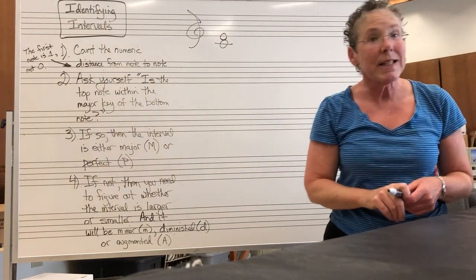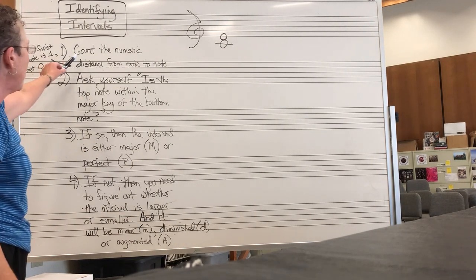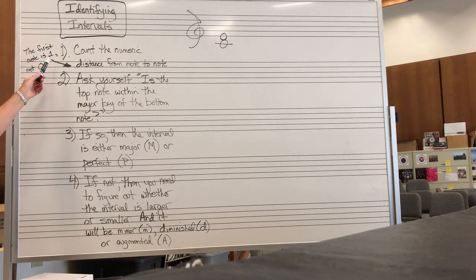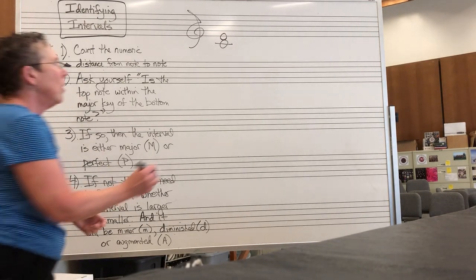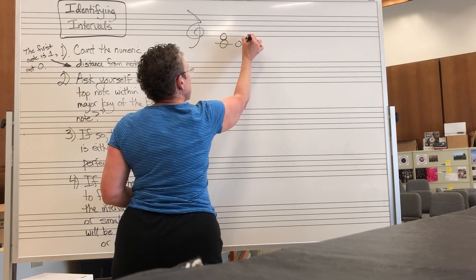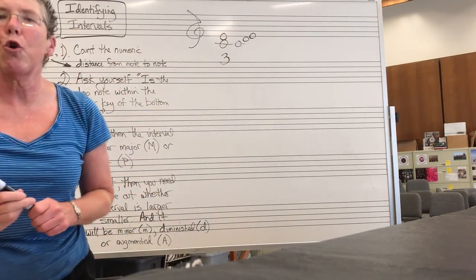Okay, first I'm starting with something very easy. Something in the key of C, okay? So it's very easy, no sharps or flats to deal with yet. First, I want to count the numeric distance from note to note. The first note is 1, not 0. So this note, this C, is 1. The D is 2. The E is 3. This is some sort of third.